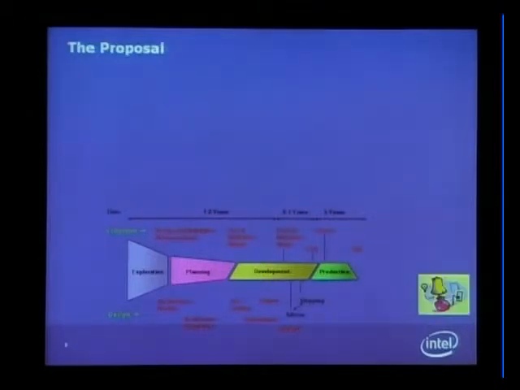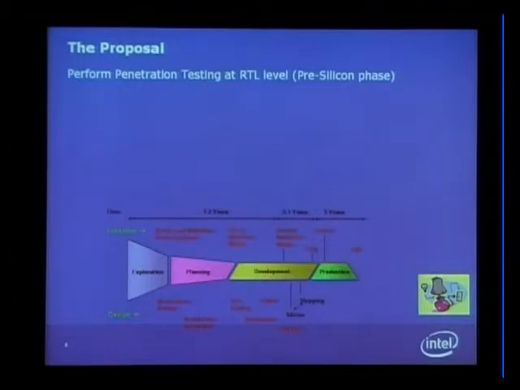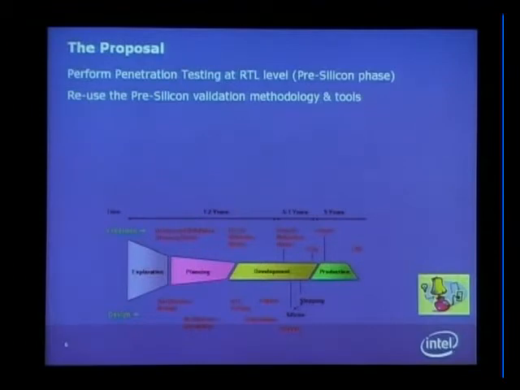So with that, we propose a new methodology. Our proposal is to perform the pen testing at RTL level, which is at the pre-silicon phase. And we want to reuse the pre-silicon validation methodology and tools because it's convenient. Since we are doing the testing at the same time as the pre-silicon validation, we decided, why not just reuse their methodology and tools.